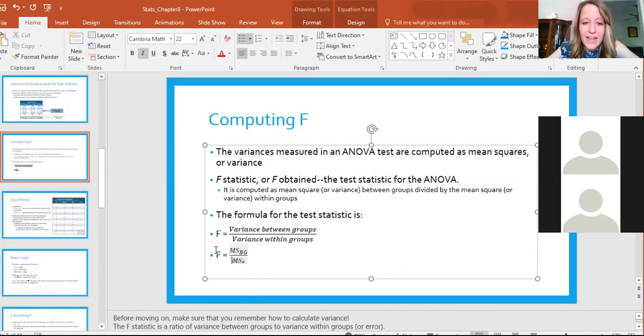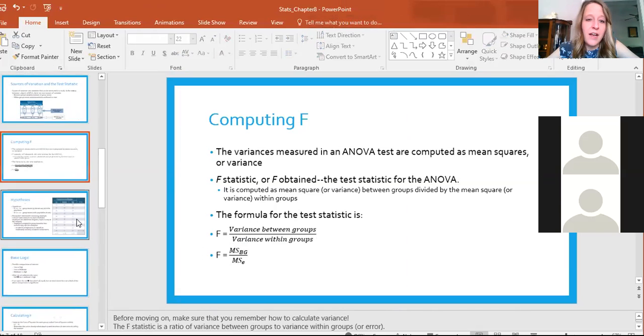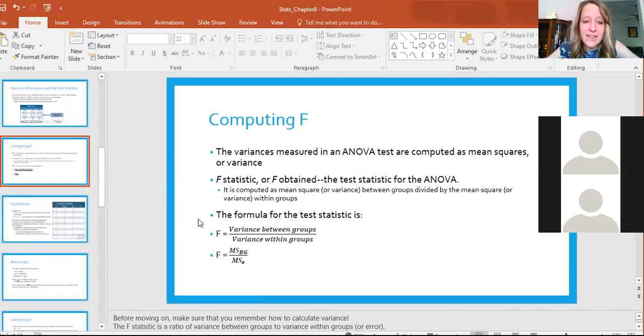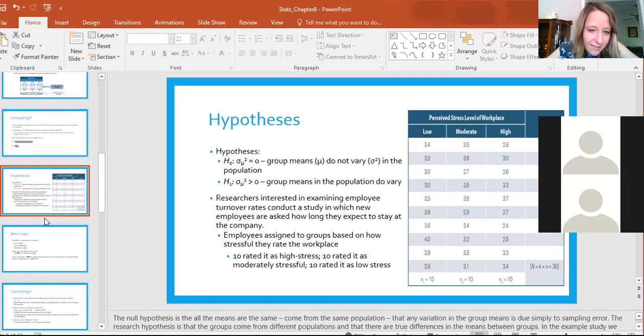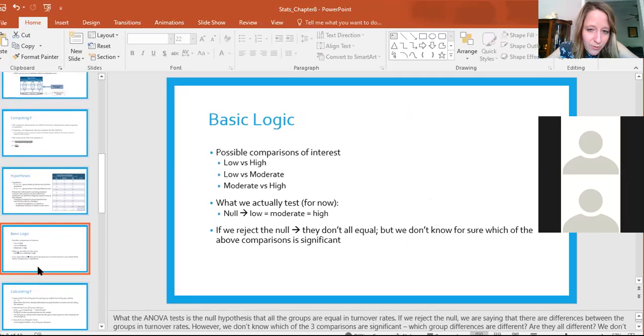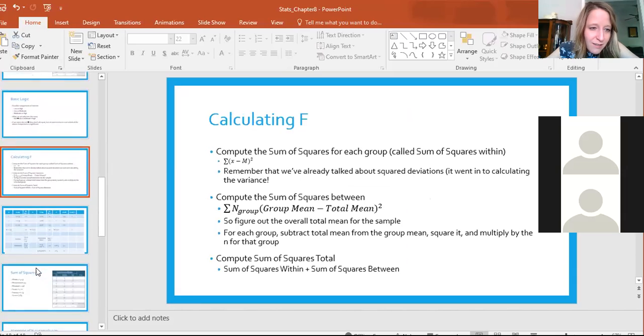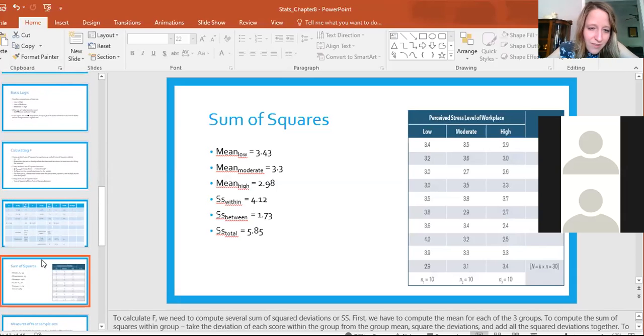So here, F, how it's calculated, is the variance between groups over the variance within groups. But really what we're looking at is mean square between groups and mean squares within groups, or mean squares error. So all that is saying is that we have to take these sums of squares and compute mean squares by using our degrees of freedom. And let me see, where do I have my formulas for degrees of freedom to walk you through this?